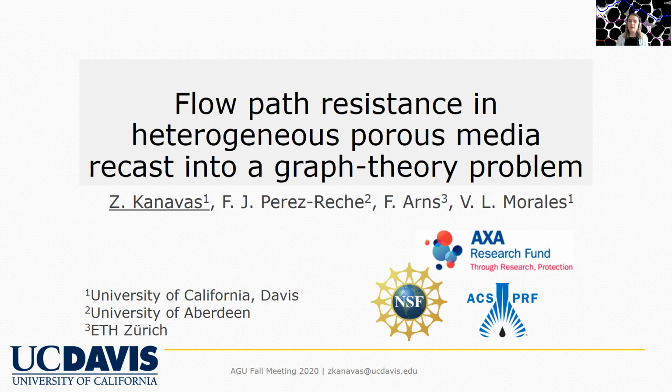This project explores flow path resistance in heterogeneous porous media as a graph theory problem.